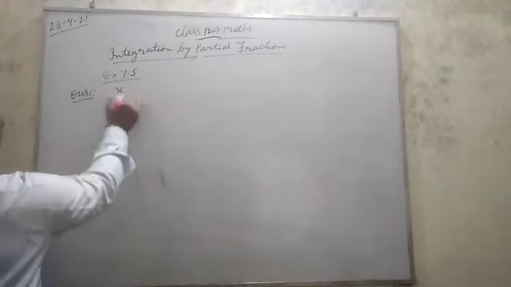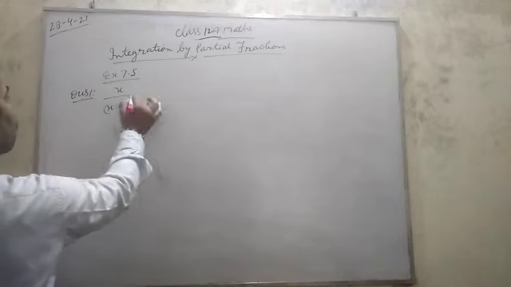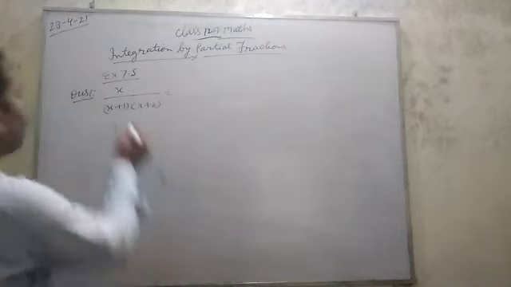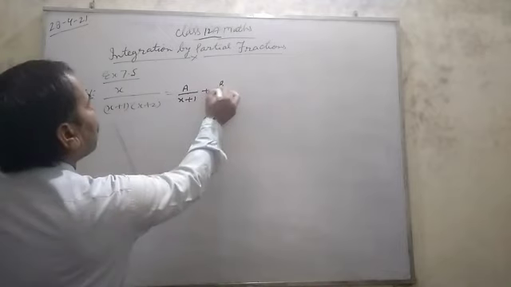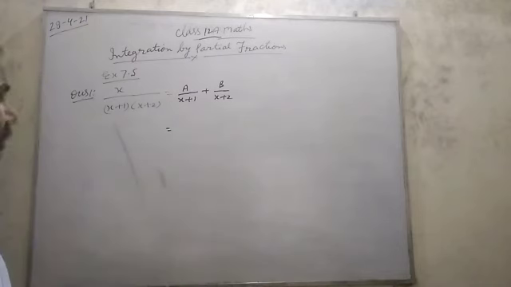Exercise 7.5, question number 1: x upon (x + 1)(x + 2). First you convert into partial fractions. Here the degree of numerator is less than degree of denominator, so directly you write in that form: A upon (x + 1) plus B upon (x + 2). First you write in this form, and after that you find the A and B values.